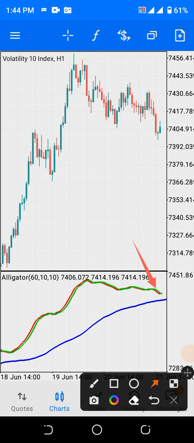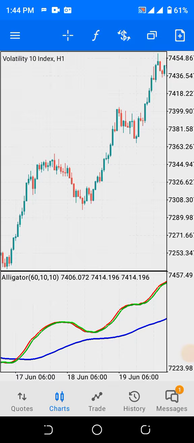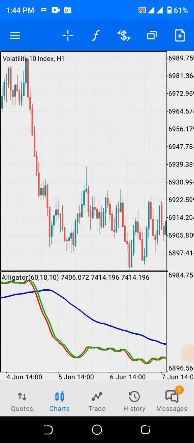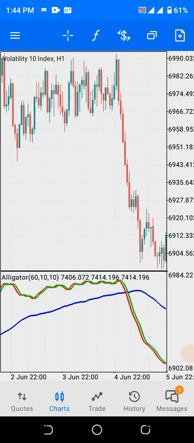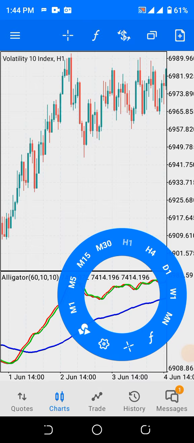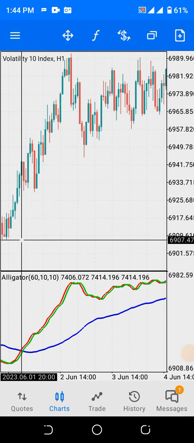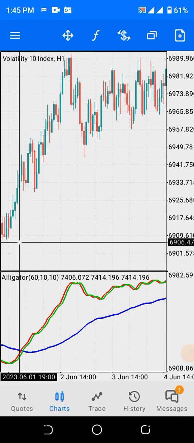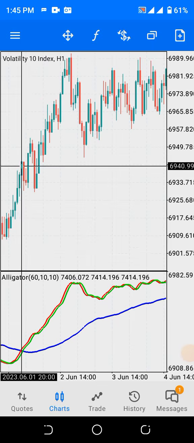Now let me show you the profit I have generated so far from this particular point. Now look at this point. Let me show you something. I bought at this point and recorded a lot of profits. I bought at this point. Look at the correction here. I bought at this point and recorded a lot of profits.